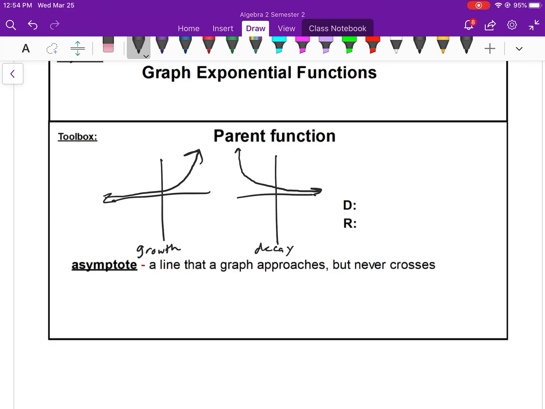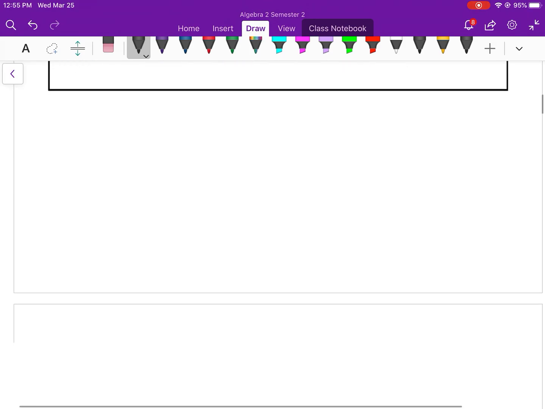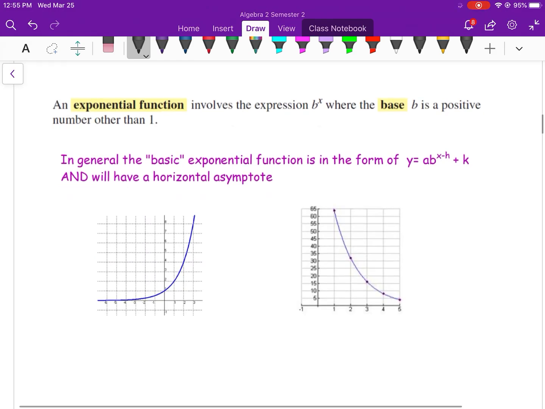and decay. Now, if you just look at that, you can tell that the domain of these types of functions is x is an element of all the reals. Now, in these cases, for our range, we have those horizontal asymptotes, which is that line that we will never cross, meaning if it's above it, we're going to have y is greater than, in this case, 0. Again, an asymptote is a line that a graph approaches but never crosses.